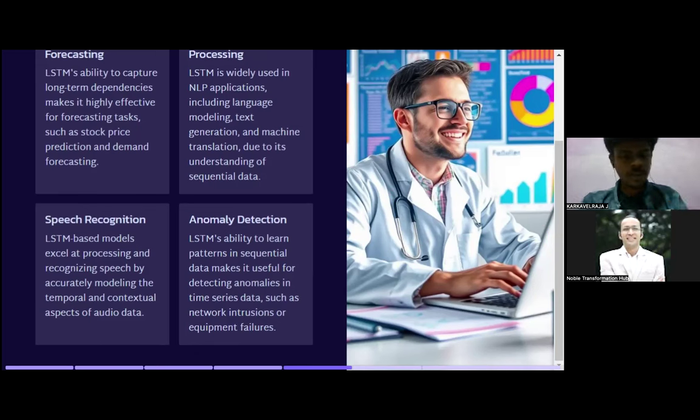Anomaly detection: LSTM's ability to learn patterns in sequential data makes it useful for detecting anomalies in time series data, such as network issues or equipment failures. An anomaly is like, whenever we have a proper sequence and there is a sudden spike, that is an anomaly, right? We can find it by using LSTM.